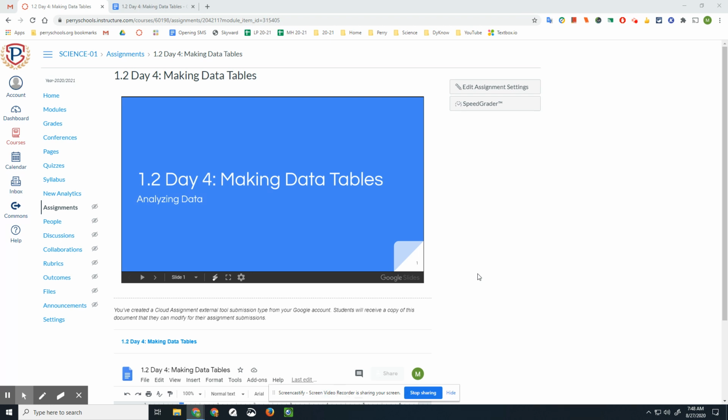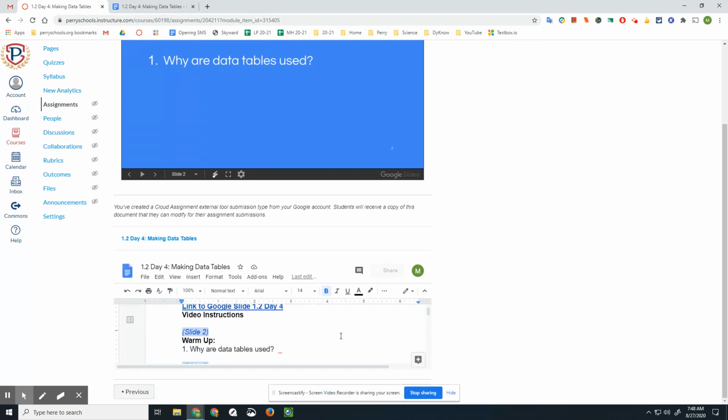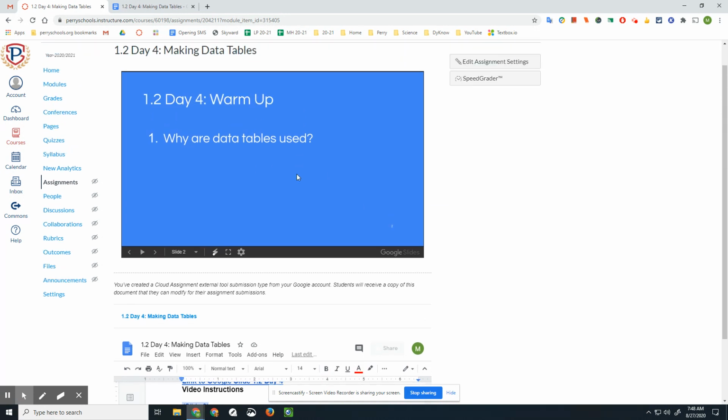Good morning. I'm going to show you instructions on how to do lesson 1.2, day 4, making data tables. As I go through the slides here, one more question: why are data tables used? We're going to answer that question here. Well, you could think of it in terms of math or reading. All right, done with that slide. Go on to slide 3.